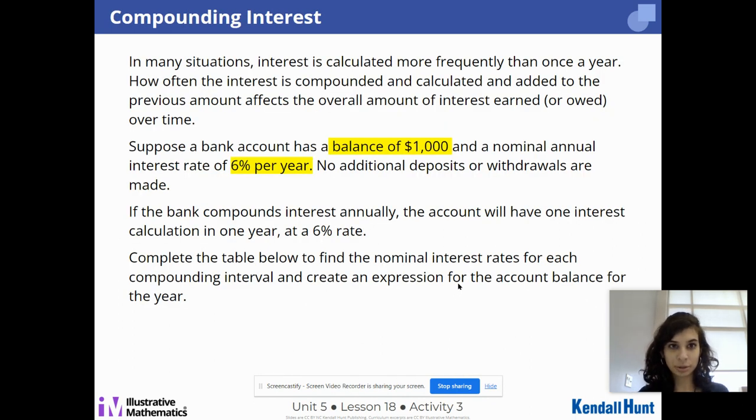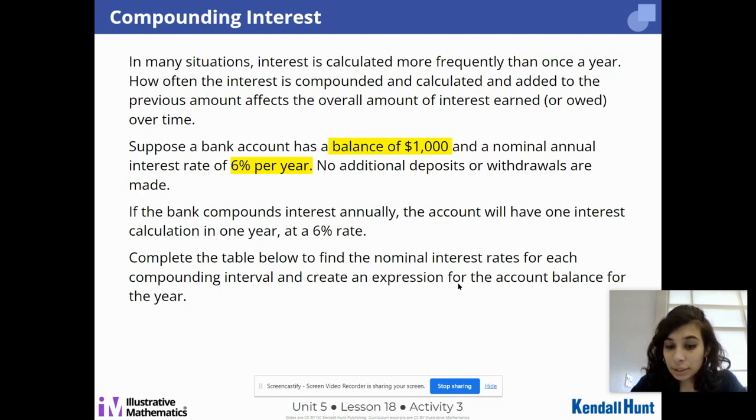So in many situations, interest is calculated more frequently than 1 year. For example, if you have a credit card statement or if you are buying a loan of any type for a house or a mortgage, usually it's a monthly interest rate. And so you have to keep in mind different compounded interest. How often interest is compounded and calculated or added to the previous amount affects the overall amount of interest earned or owed over time.